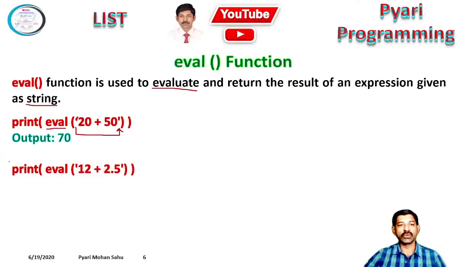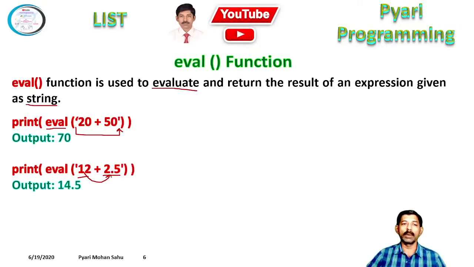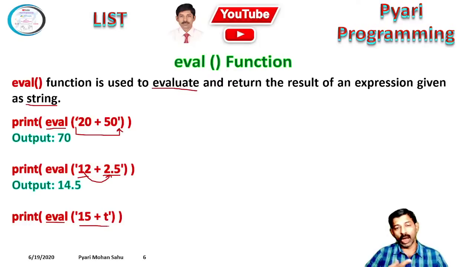Now let's see the next one. We can also add an integer value with a fractional value. So the integral value is going to be added and we get the result. Now the next one is eval of 15 plus t. When it is going to convert into an expression, it is going to show an error message. Who can say why it is going to show an error message?